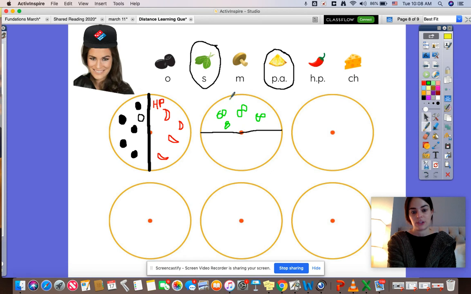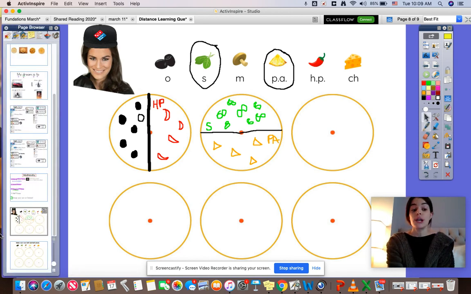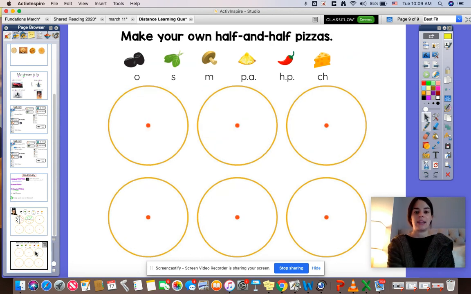That's my spinach. I'm going to label it with an S. And half pineapple. Pineapple, P-A. Okay, so your job is going to be to go to Seesaw Activities.